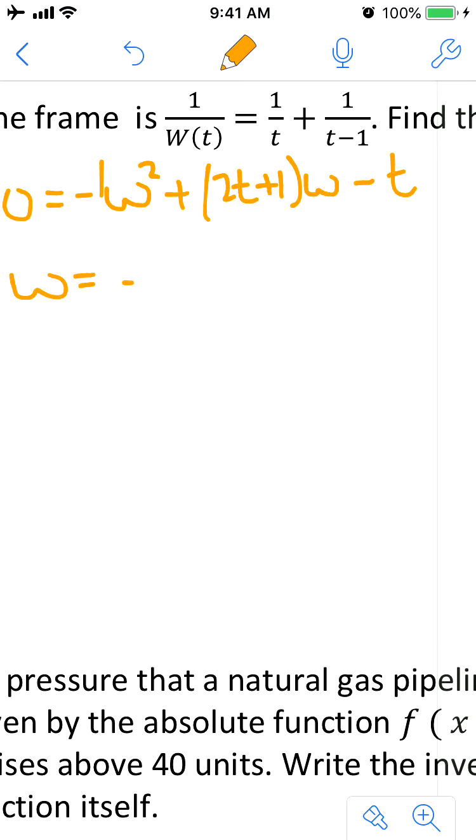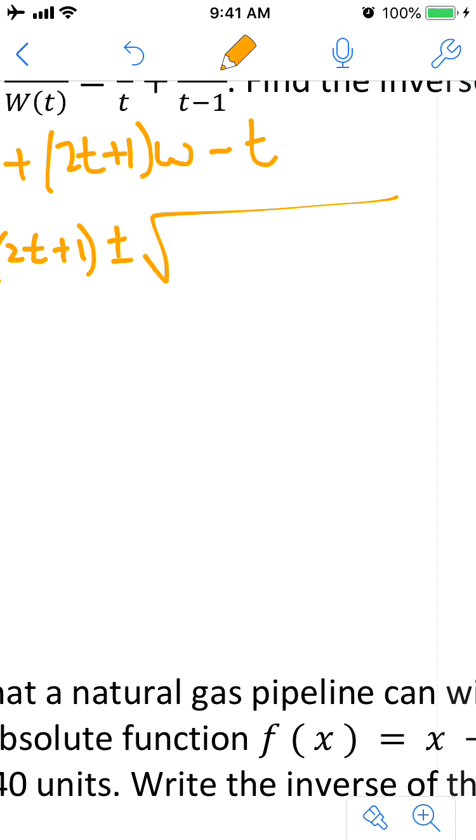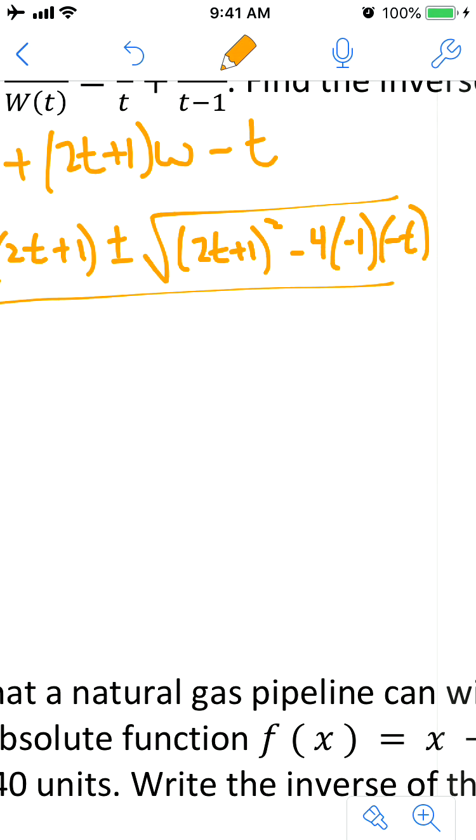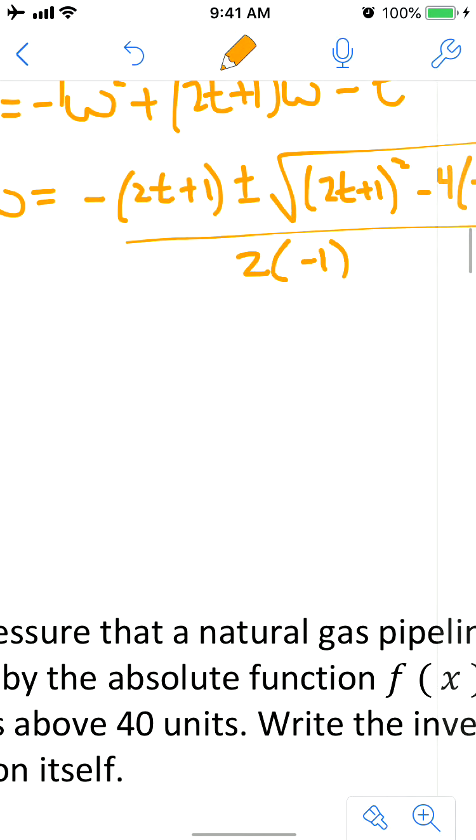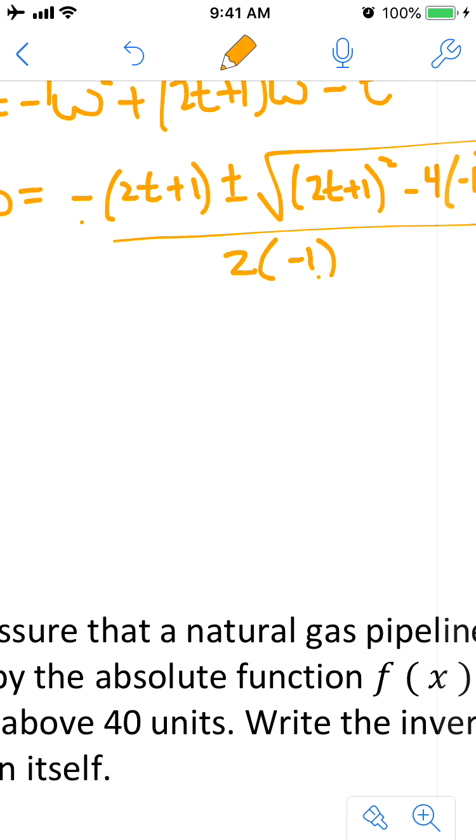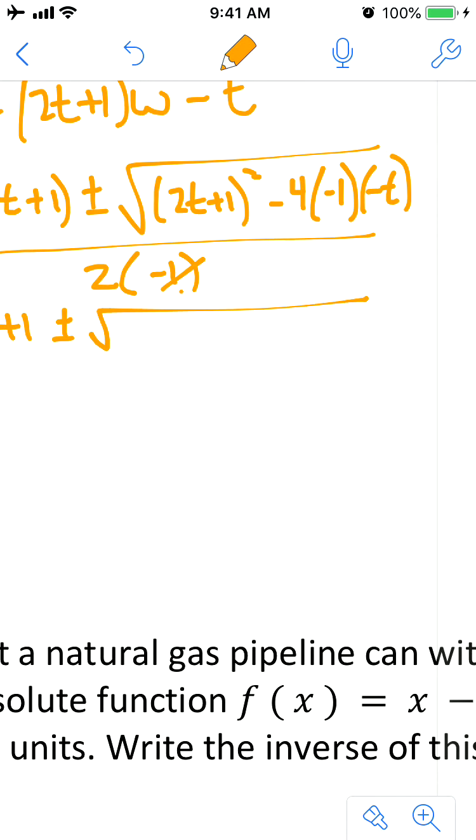So W equals minus B, 2t plus 1, plus or minus the square root of (2t plus 1) squared minus 4 times A, which is negative 1, times C, which is negative t, all over 2 times A, which is negative 1. Alright. I am seeing two negatives here, so those are going to cancel, and I'm just left with 2t plus 1, plus or minus. Now remember, 2t plus 1 squared is not 4t squared plus 1. It's close, but there's going to be a middle term.